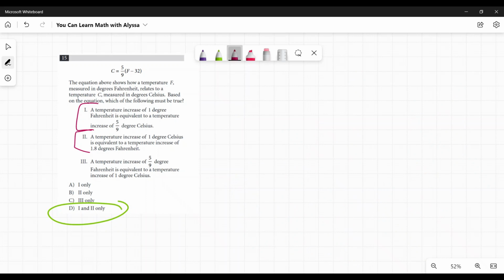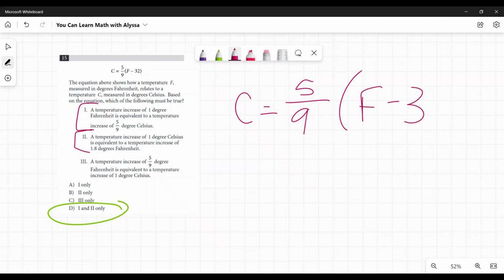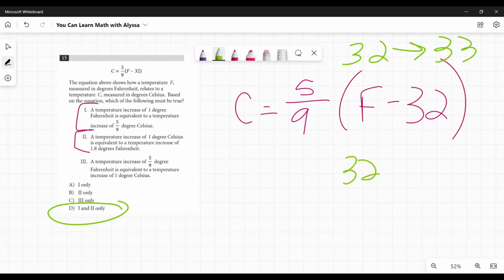If you do this the long way, and again, this is dependent on you realizing that 32 is the best choice to plug in. If you put in other numbers, you're going to be in for a lot of painful multiplication. So let's say here, it says a temperature increase of 1 degree Fahrenheit is equivalent to a temperature increase of 5/9 of a degree Celsius. All right, so let's say I'm going in Fahrenheit from 32 to 33 degrees. What happens if I put in 32?